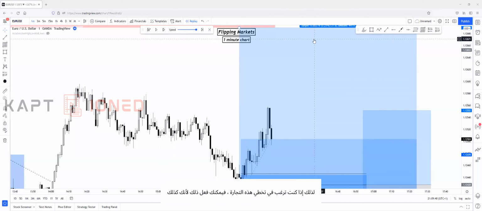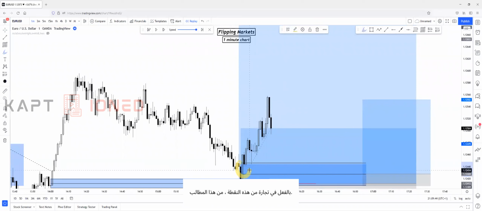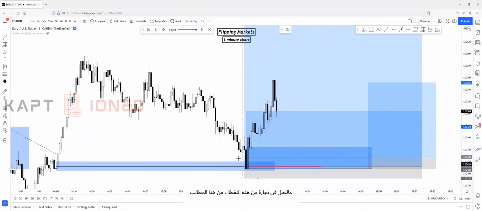So if you'd like to skip on this trade, you can actually do that because you are already in a trade from this point, from this demand zone. This is just a continuation trade. This is a scalping trade. I'm just showing you that you can scalp in a trade right here because it's actually perfect.